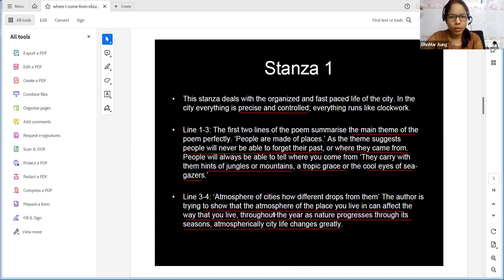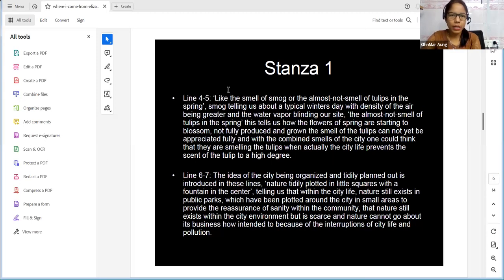So it is related to the atmosphere of the place you live. So it means that the atmosphere of the place you live in can affect the way that you live. That is the point. That is the main idea. All right. So this is for the first line, and I will go to the next. Line 4 and 5. Dilita, can you read for 4 and 5?